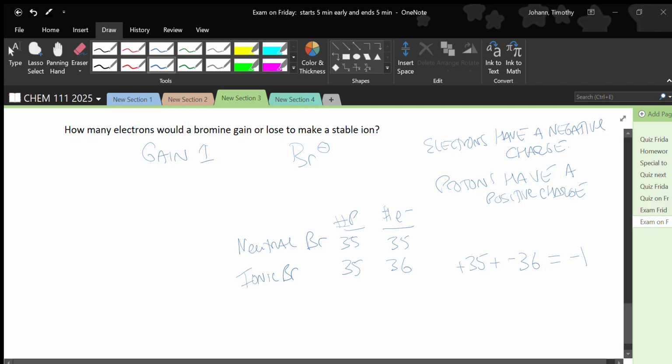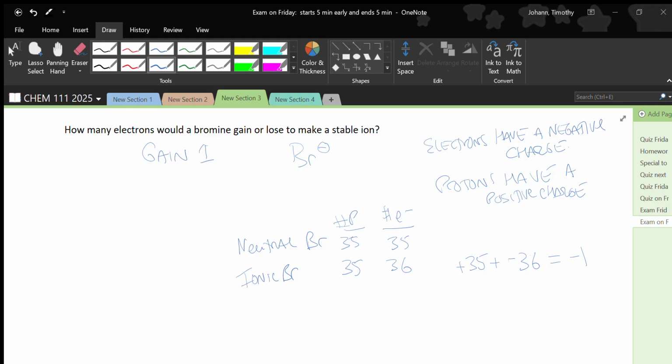If I do 35 plus 36 minus, nope, doesn't work. Okay, this works for exponents, but I'm doing plus minuses. You can also think about just always subtracting the electrons from the protons.